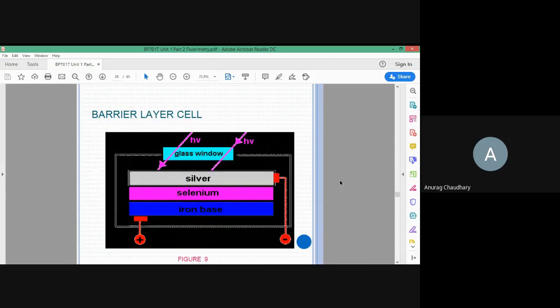Now, a second type of cell is barrier layer cell. In barrier layer cell, we use an iron plate on which a selenium coating is done, and over which a silver coating is done. Again here, the iron plate acts as the positive electrode and this silver layer as negative electrode.